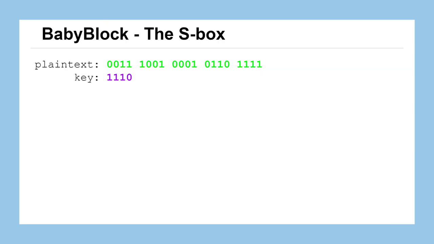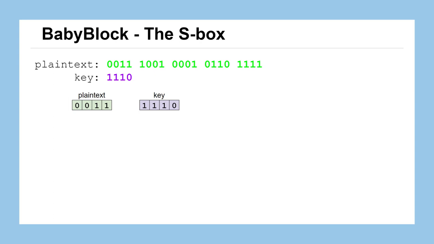So let's take our BabyBlock cipher here and figure out how it works. The first thing we need to figure out is what that F function is for BabyBlock. We're going to see the F function is a specific type of operation called the S-box, S for substitution. We've got our plain text information here, so many binary digits, and our key is our 4-bit number, 1110, and we're going to focus on just encrypting that first block of the plain text, 0011. So we're going to pull that information out and put it down here into some boxes to organize our plain text and our key.